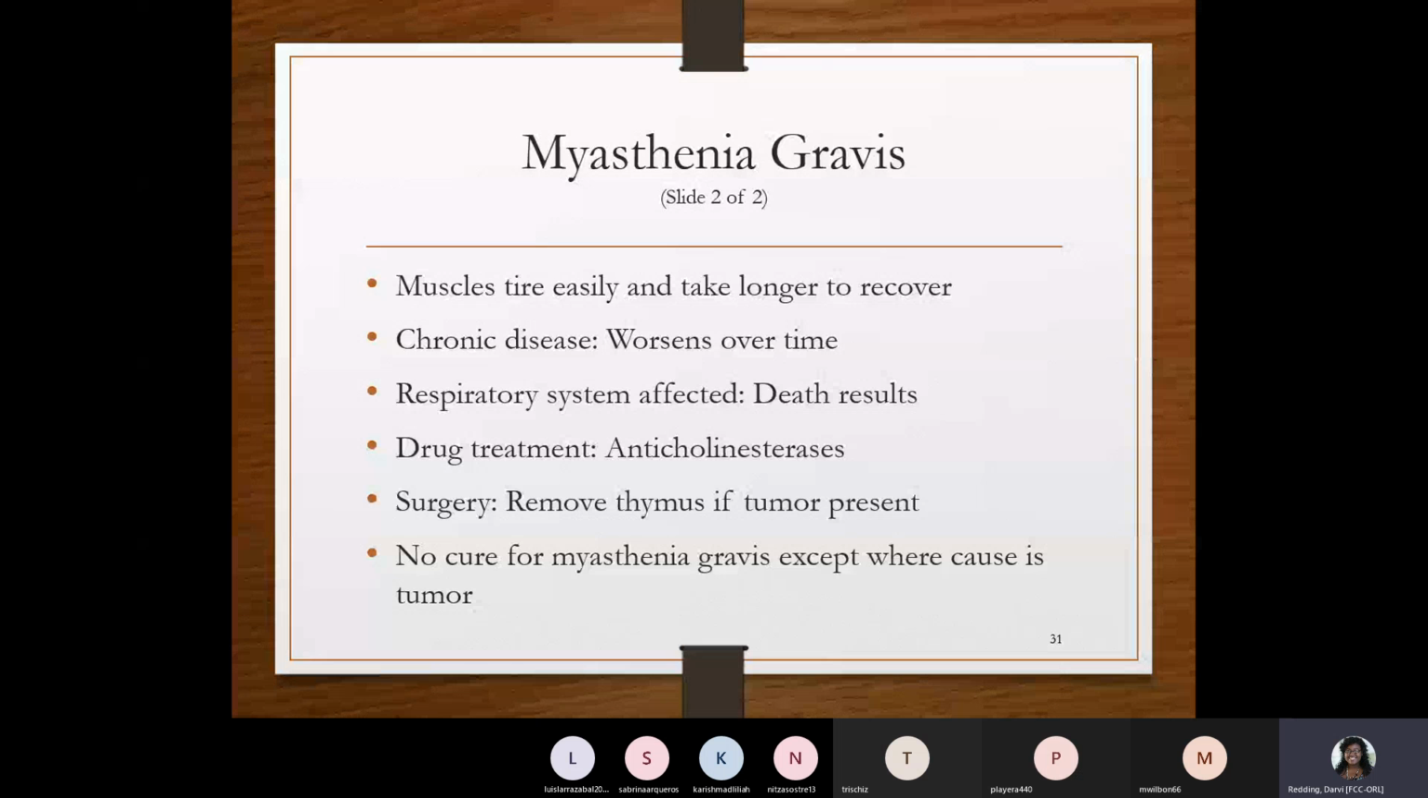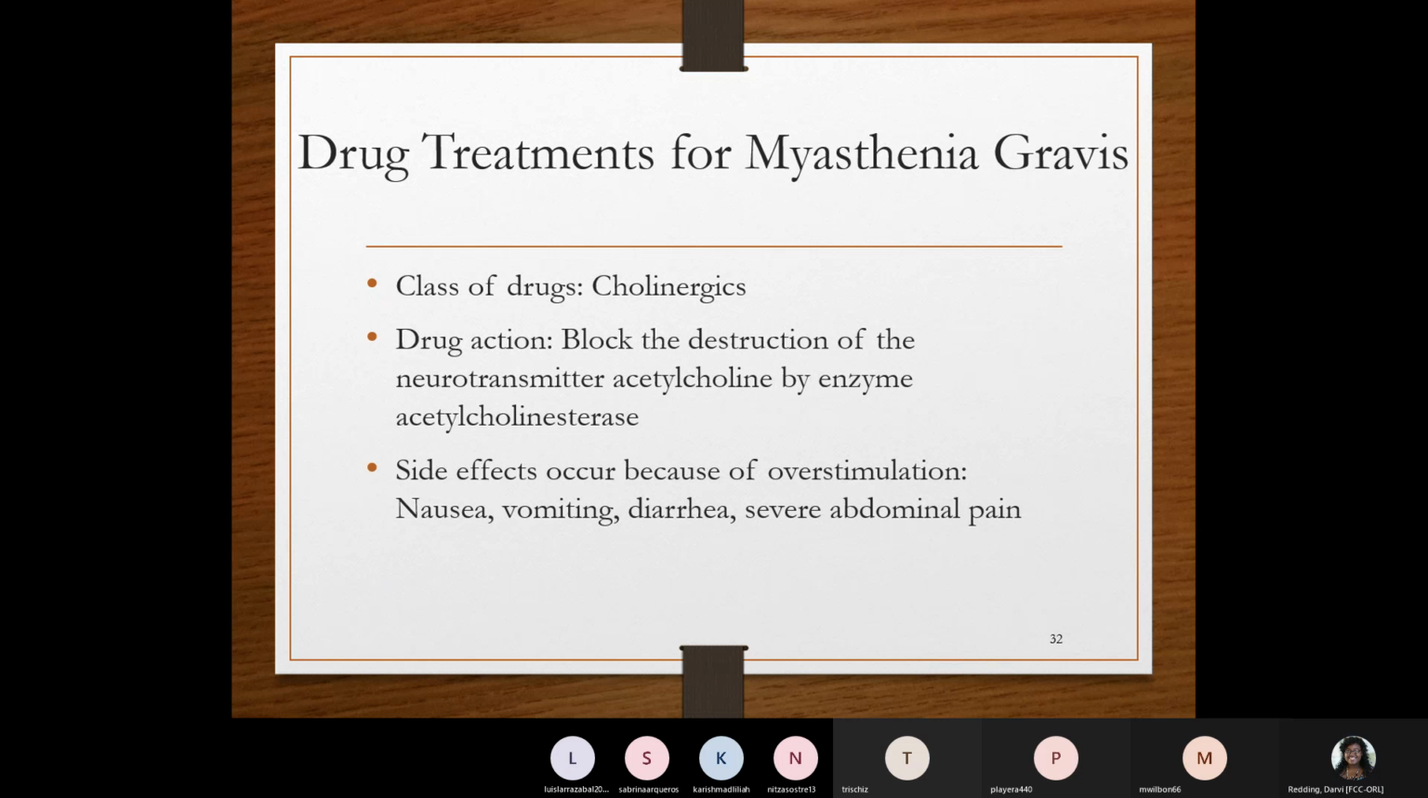So other medications that might be used for this condition would include Imuran. And so I mentioned one of the drug classes might be an anticholinesterase. So the class of drugs would also be cholinergic drugs. And this drug works by blocking the destruction of the neurotransmitter acetylcholine by the enzyme cholinesterase. And so the side effects can occur because of overstimulation, and some of the side effects of the medications for this condition would include nausea and vomiting, which, remember, the abbreviation for nausea and vomiting is N/V.